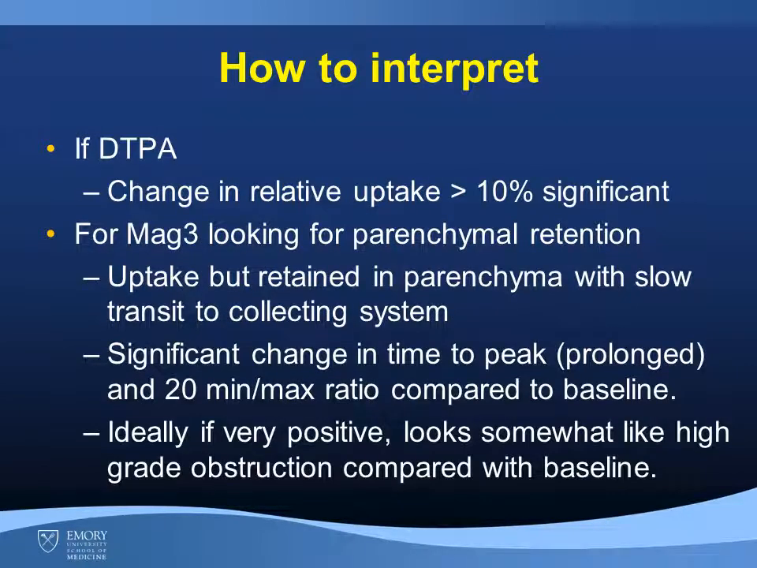First, if you're using DTPA, you're looking for a change in relative uptake over 10%, so that's pretty simple. For MAG3, you're looking for parenchymal retention compared to baseline. So if there's uptake but it's retained in the parenchyma with slow transit to the collecting system, this will cause a significant change in time to peak. It'll be prolonged, and that 20-minute to maximum activity ratio. Ideally, if there is a very positive study, it'll then look somewhat like a high-grade obstruction compared with baseline.